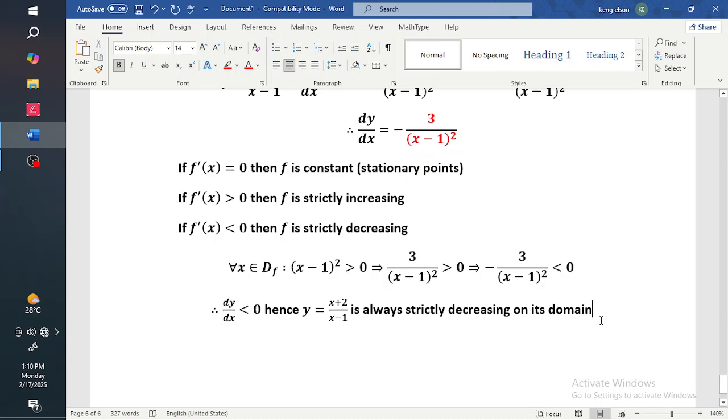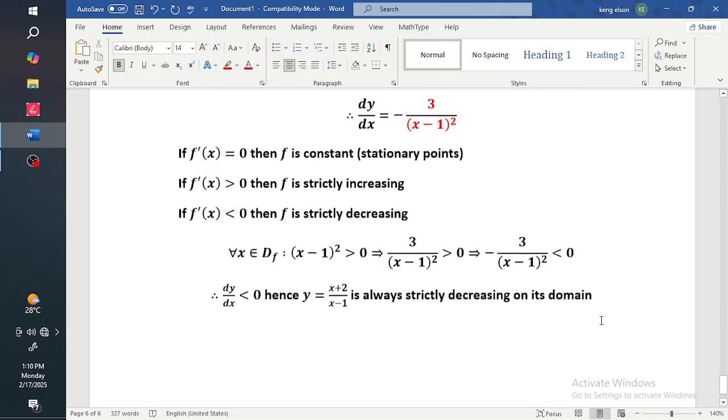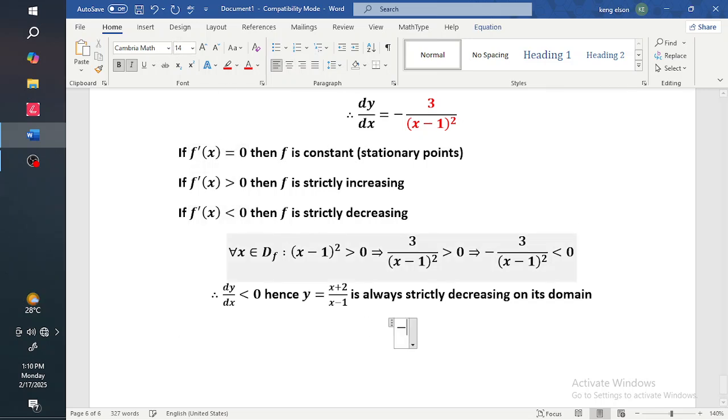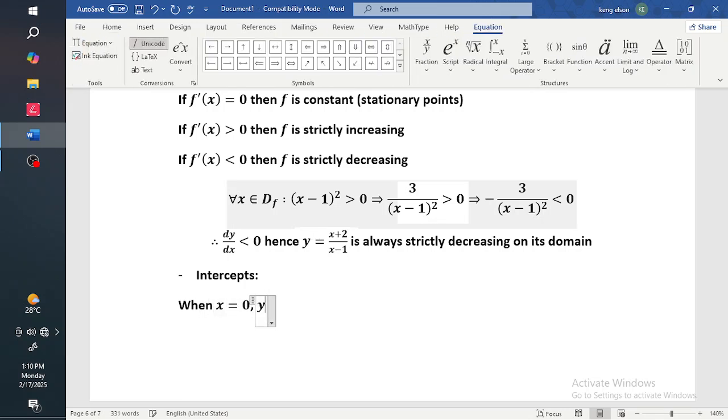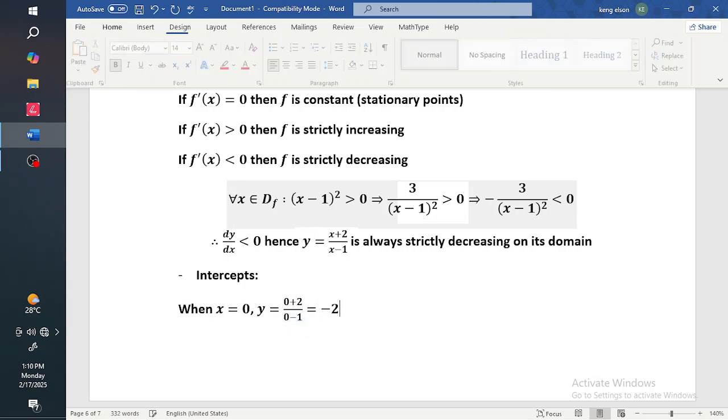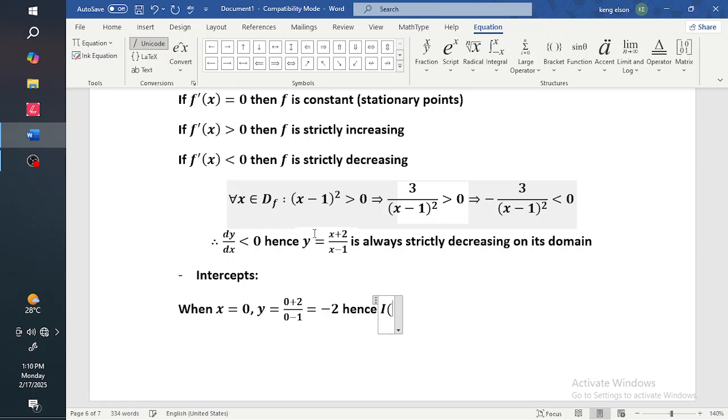Now the next thing to do is let us try to get the intercepts. Then we draw the variation table. So let's talk about the intercepts. The intercepts will be on the x-axis and on the y-axis. When x is equal to 0, we need to find the value of y. y will just give us (0 + 2)/(0 - 1), which is negative 2. Hence, the first intercept is x equal to 0, y equal to negative 2.